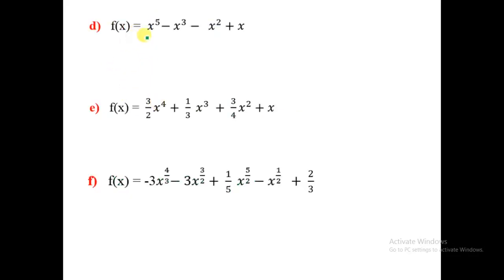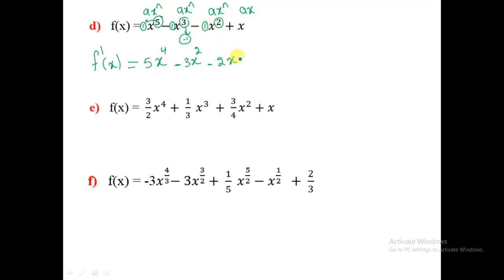Part D, we have f of x equals x to the power 5 minus x cubed plus x squared plus x, each in the form ax to the power n. So the derivative of f of x, which is f prime of x, equals 5 multiplied by the coefficient 1, which is 5x, and we reduce the power by 1 to get power 4. Minus 3 multiplied by the coefficient 1 and x to the power 2, because we reduce the power by 1. Plus 2 multiplied by the coefficient to get 2x, and we reduce the power by 1, and the derivative of x is 1.